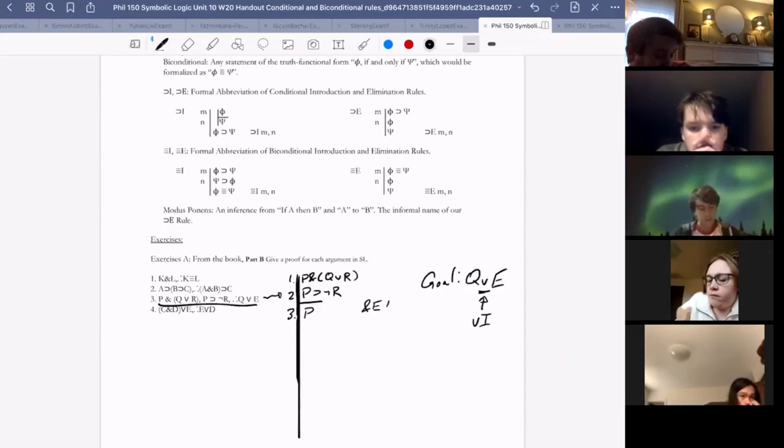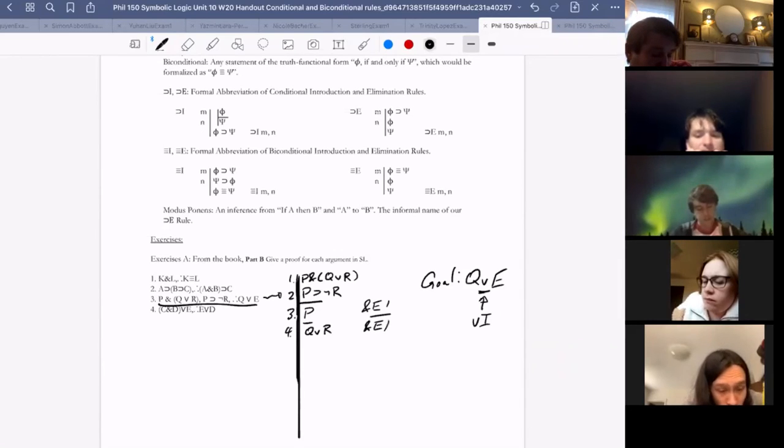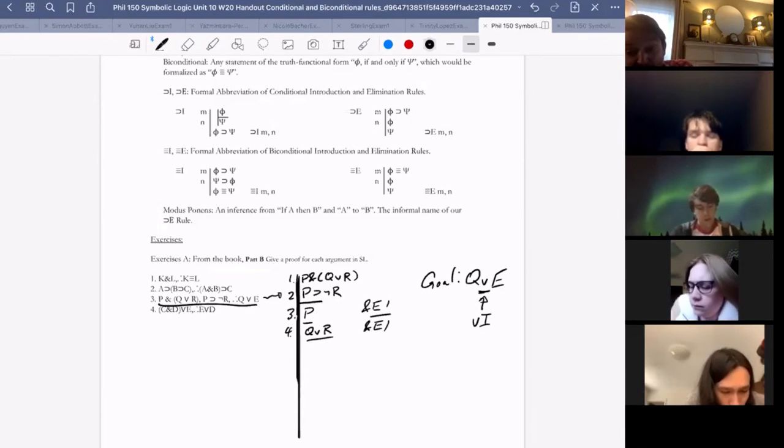Good. So conjunction elimination from premise 1, so that's what that says. Conjunction elimination from premise 1 gives us P. Conjunction elimination from 1 also gives us Q or R. Okay? Now what? Now again, we're a lot closer to our goal here. We've got Q right here. So how can we get Q out of this thing?